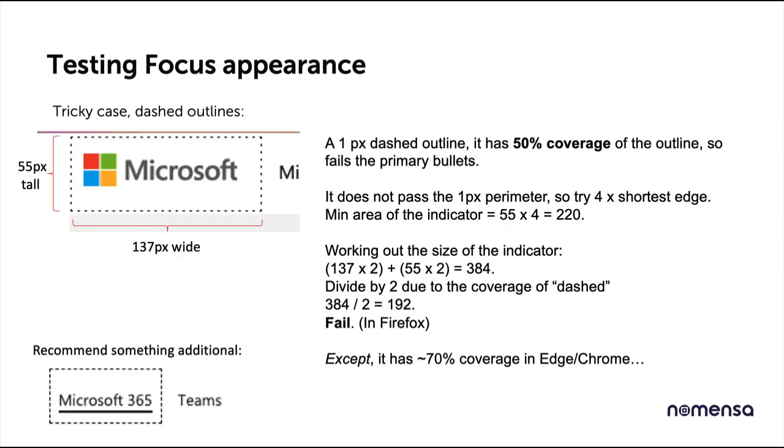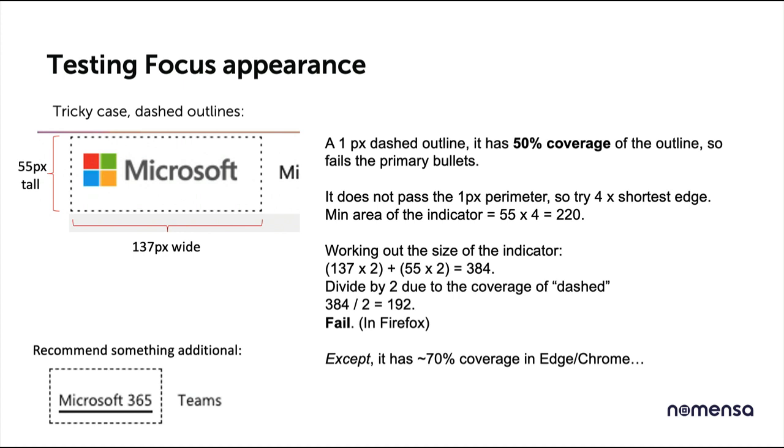And if you do need to get into the maths, sometimes that will happen when you've got things like a dashed outline. So I was looking at the Microsoft.com homepage, and one of the very first links on the page is their logo. So that uses a 1 pixel dashed outline. I was thinking, it's 55 pixels tall, 137 pixels wide. So if we were looking for the perimeter, well, it's not going to pass. We can tell that because it's a dashed outline and it's 1 pixel wide. Therefore, it's going to be less than the perimeter.